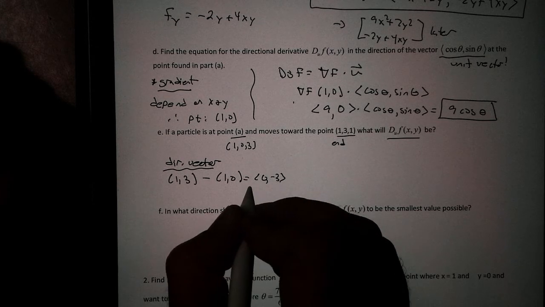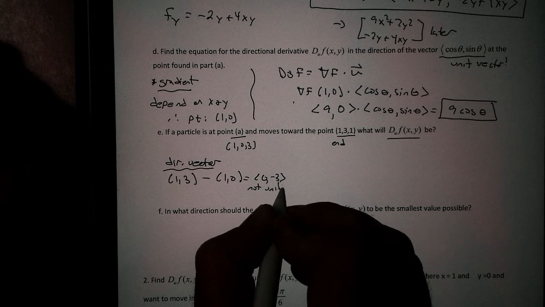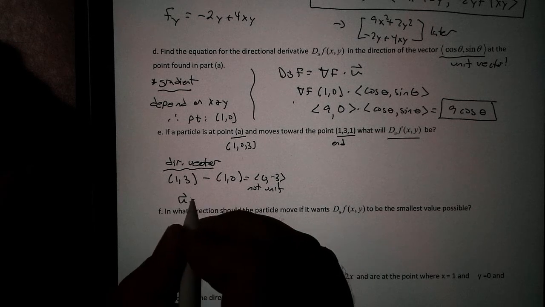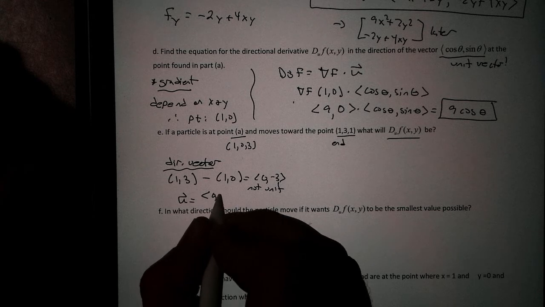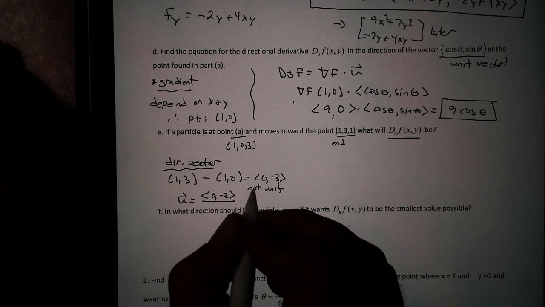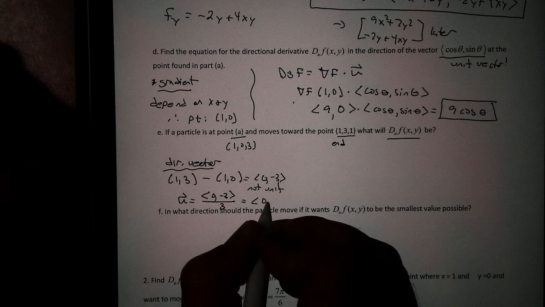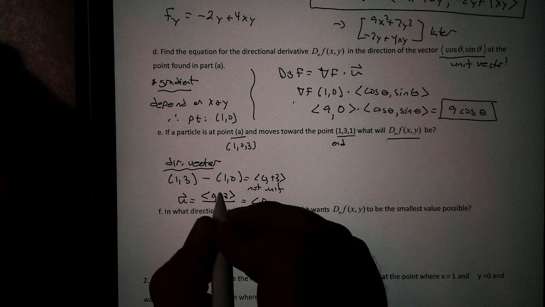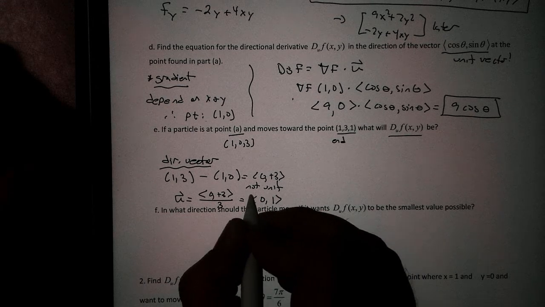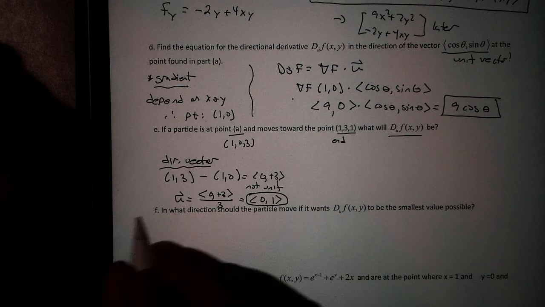Now, this is not a unit vector, so we have to get a unit vector. So u in this case will be 0, negative 3, divided by the magnitude of 0, negative 3, which is 3. And we're going to get 0, whoops, that should be positive 3 there. Positive 3, 0, 1. There we go, and there's our unit vector.